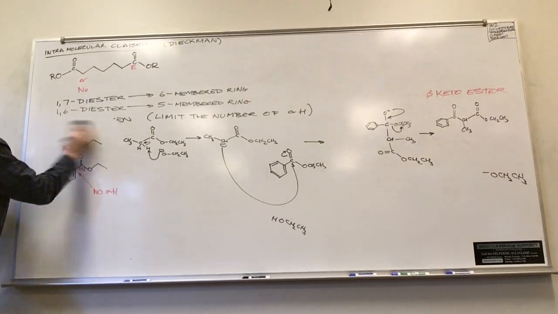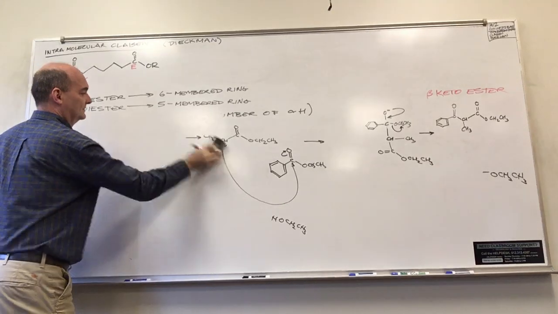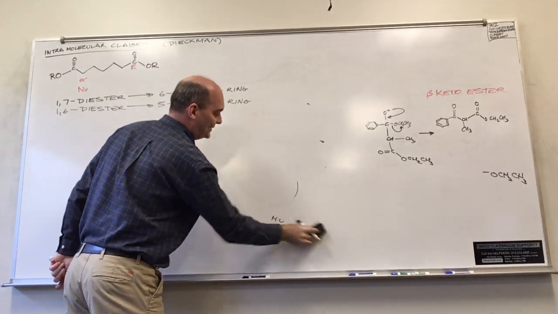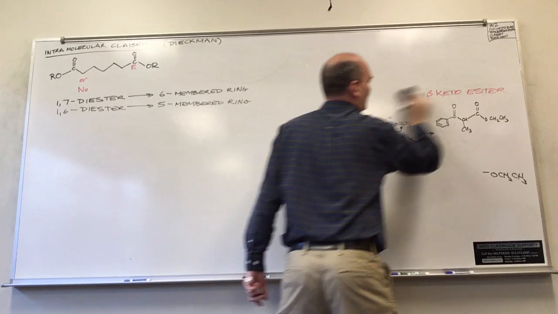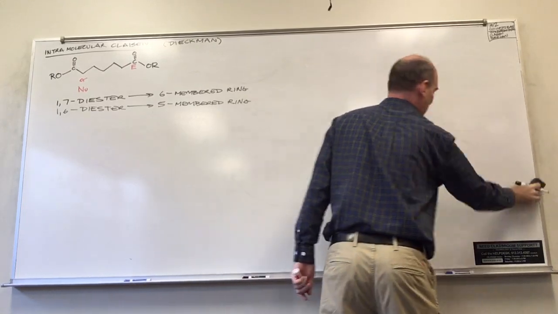I'll show you what a 1,6 looks like. 1,6 is, because we're going to write them in zigzag form because it's just easier.